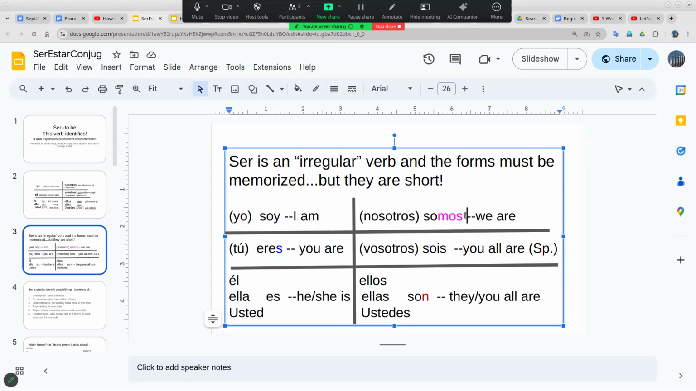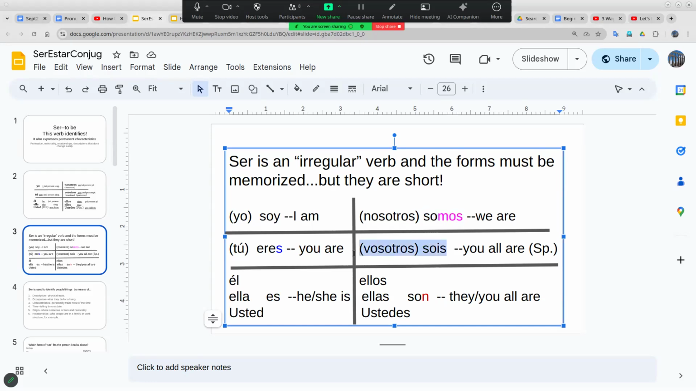Okay. Another thing with ser, here's the form for nosotros. It is somos. Somos. We are. All verbs that are talking about we as the group doing that action, all get a mos at the end, every single one of them. When you hear a mos idea, it's a verb, and it's a we are doing it verb. Somos, we are. People will drop the nosotros and just use somos by itself.